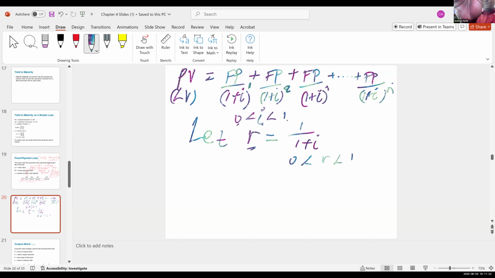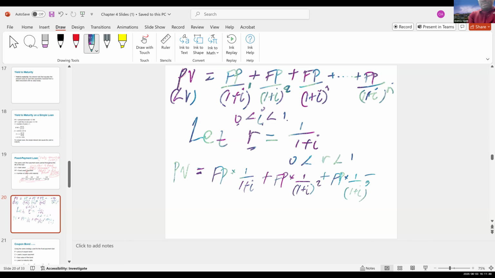Now first of all, I'm going to rewrite this. The present value can be written as fixed payment times 1 over 1 plus I, plus fixed payment times 1 over 1 plus I squared, plus fixed payment times 1 over 1 plus I to the power 3, and then plus dot dot dot, plus fixed payment times 1 over 1 plus I raised to the power n.